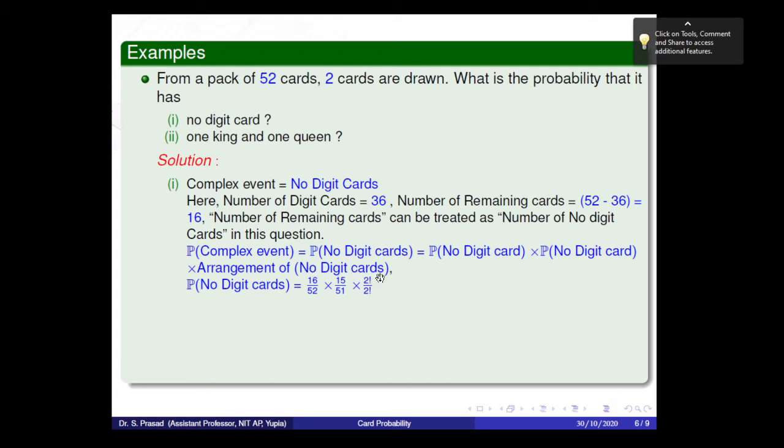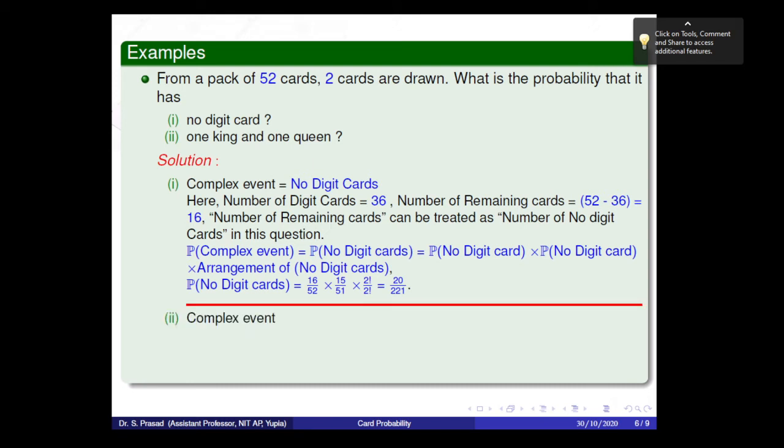No digit card here has two types of words, no digit card, no digit card. Here we have written the no digit cards as 2 factorial upon 2 factorial. Now we can write 20 by 2 to 1.